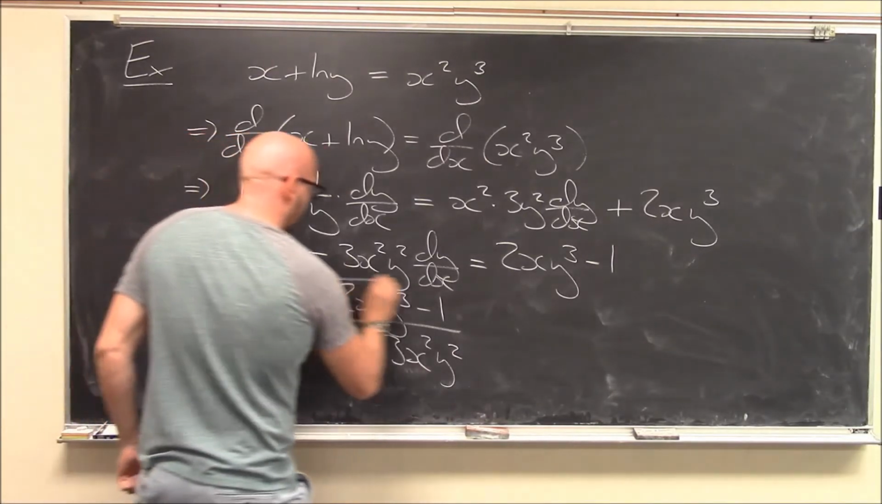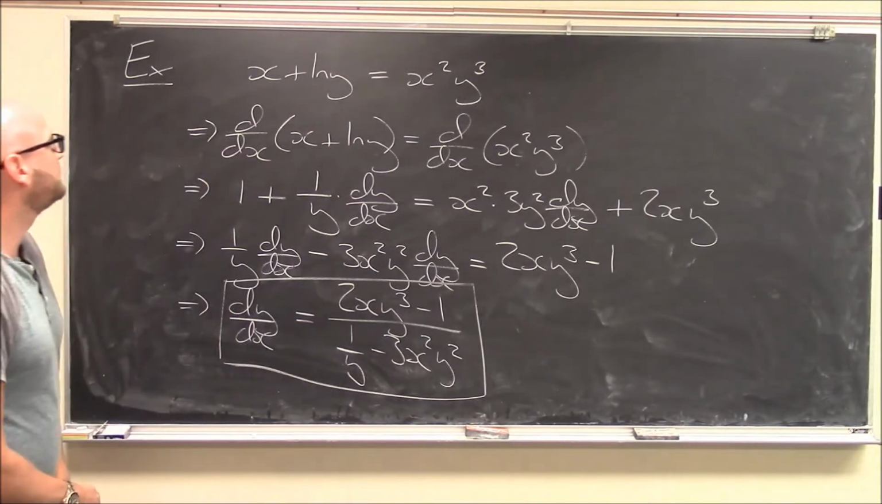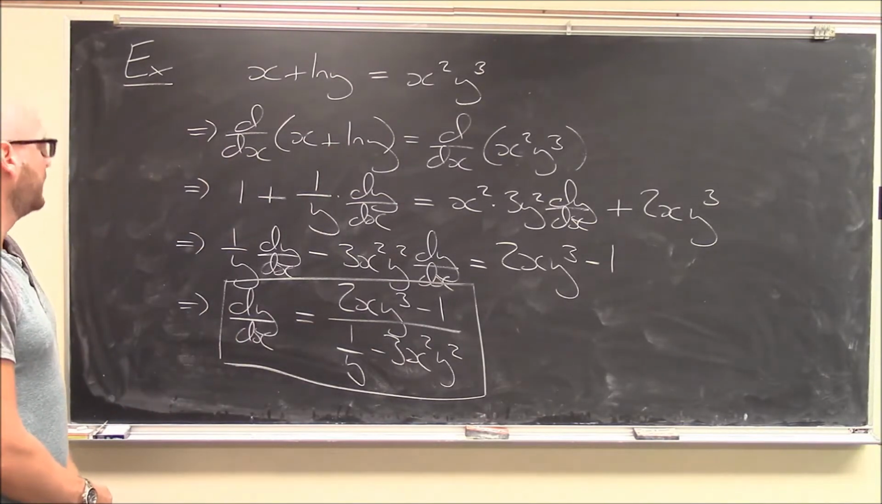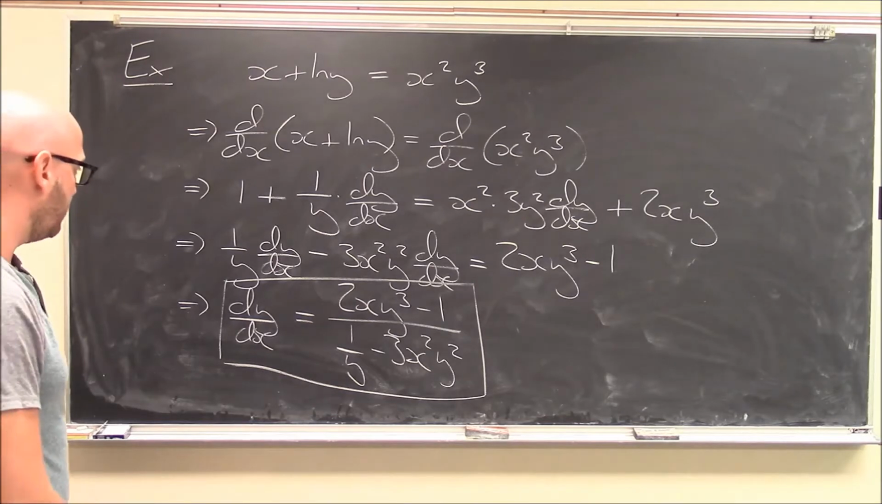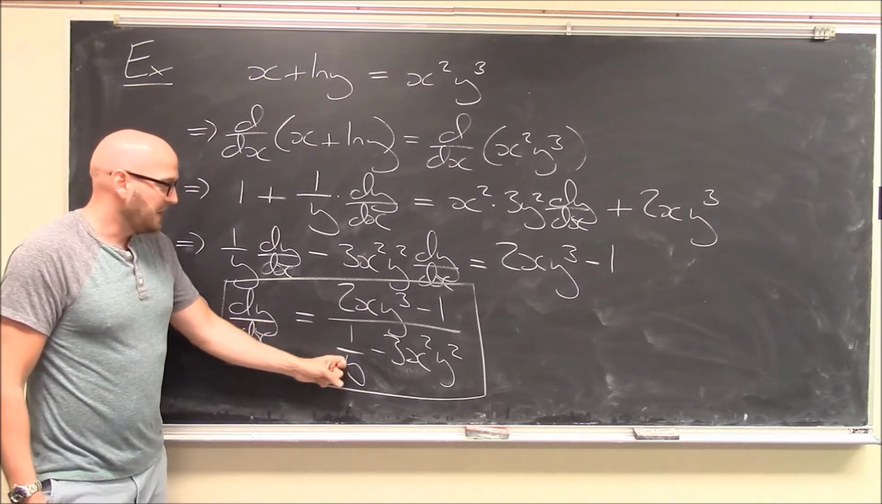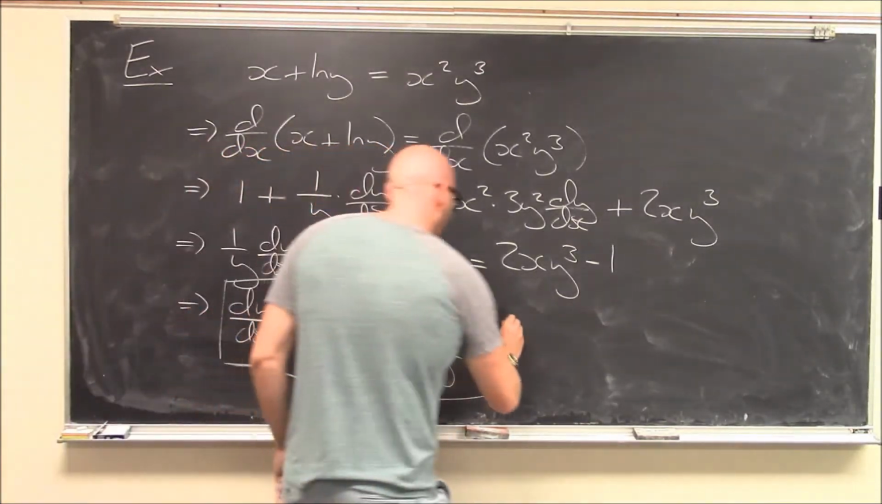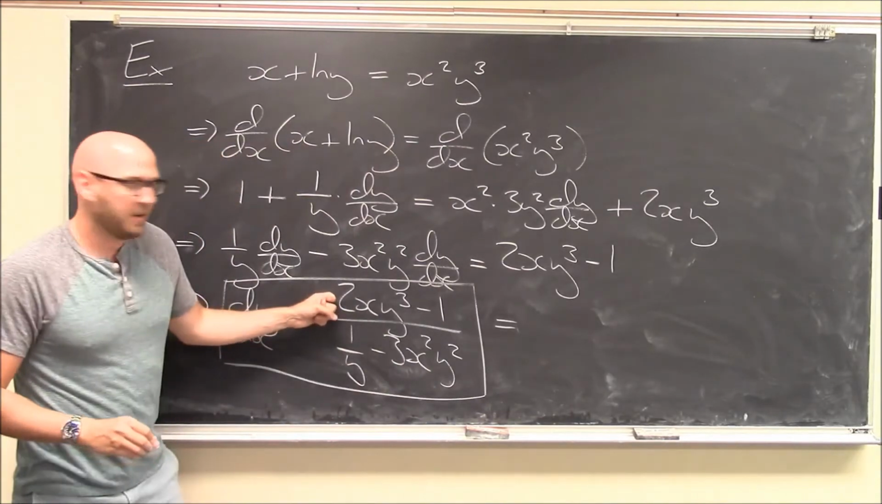And I claim that this is our answer. So I'm just looking for any tricks we might do. You might want to make this look a little bit prettier so you don't have a 1 over y term. Maybe multiply top and bottom by y. Right? You could do something like, I'm going to multiply the entire top by y.